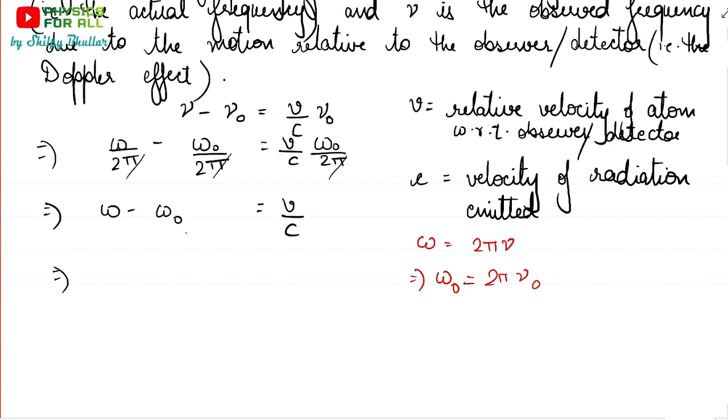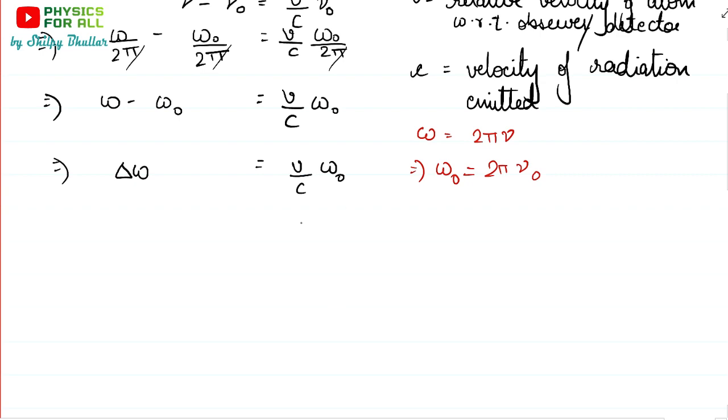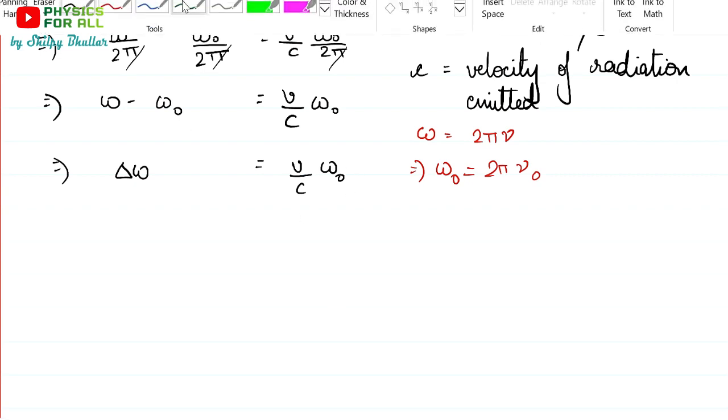This omega minus omega naught is the difference between the two angular frequencies. Definitely the difference would be small, because the other frequencies associated with that particular spectrum would lie close to the central frequency. That's why the difference is going to be small, so we represent it by delta. We can write the difference as delta omega, and that is equal to V by C times omega naught. So we have delta omega equal to V by C omega naught. Let's mention this as equation 1. We will use it further.